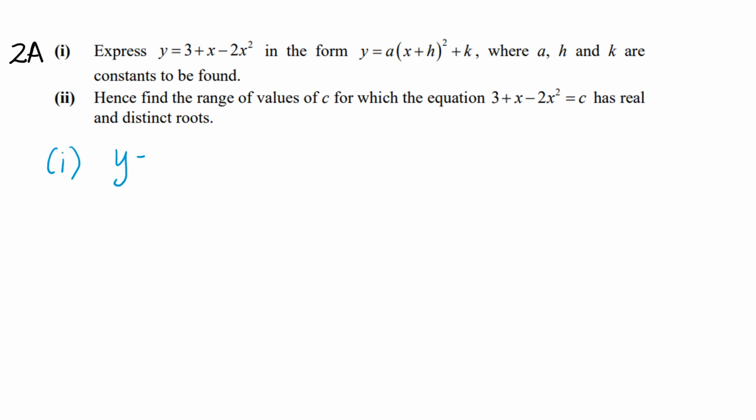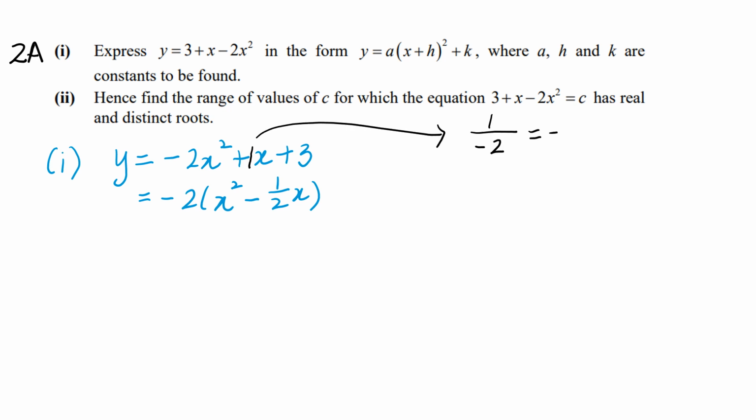Rearrange it as minus 2x squared plus x plus 3, and factorize negative 2 out. The coefficient of x is 1, so we take 1 divided by negative 2. That explains how I get this highlighted term here, how I get negative half x here.